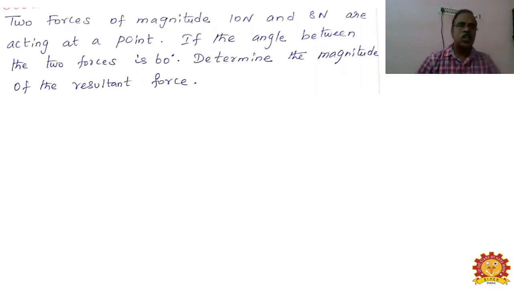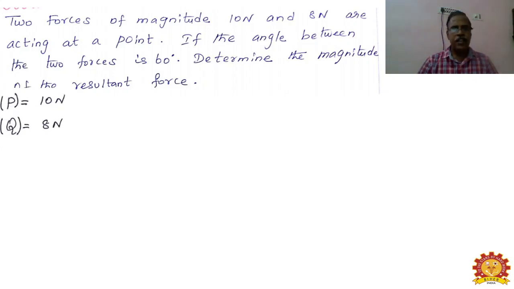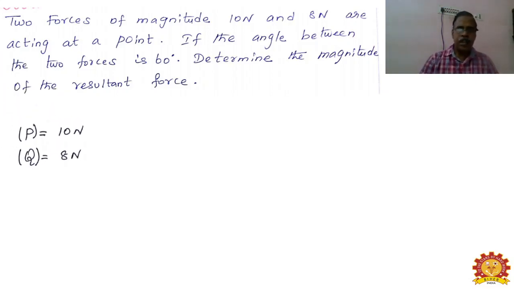The problem is given as: two forces of magnitude 10 Newton and 8 Newton are acting at a point, and the angle between the two forces is 60 degrees. Determine the magnitude of the resultant force. So they have given the values 10 Newton, 8 Newton, as well as the angle between the two forces, 60 degrees. By using the parallelogram law of forces formula, very easily we can solve this problem. Let us see what is given now. P is 10 Newton and Q is 8 Newton, and the angle between these two forces is 60 degrees.